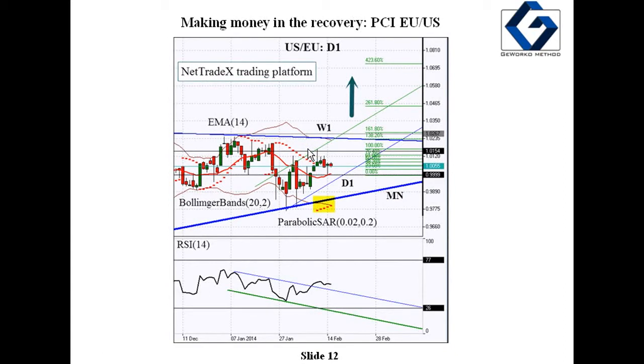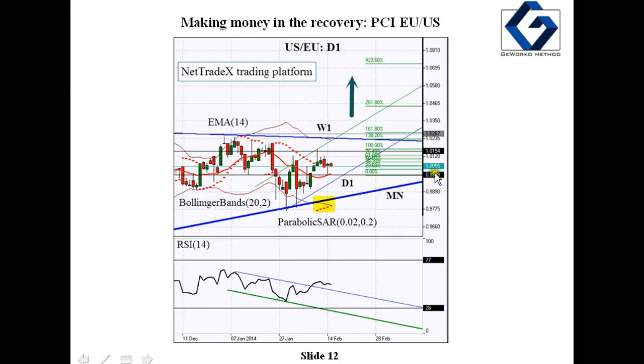1.0154, and further crossing of the weekly resistance line. The first target is at 138.2% of the Fibonacci level, and we can place a pending buy order above 1.0154 and a stop loss below 0.999.